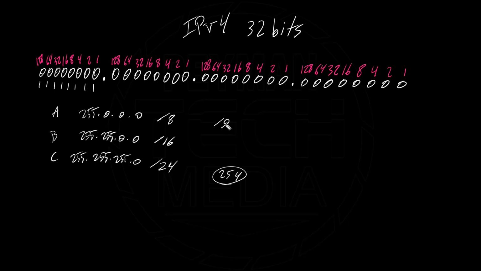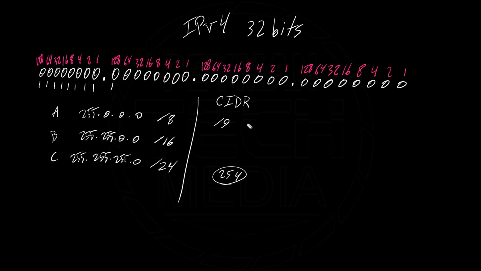Now let's say it is 9. So we are basically borrowing 1 bit from the host. Now it is 1, 2, 3, 4, 5, 6, 7, 8, 9. What is our new subnet mask? It would be /9, basically known as CIDR notation, classless inter-domain routing. So /9 means 9 network bits, 9 bits turned on.